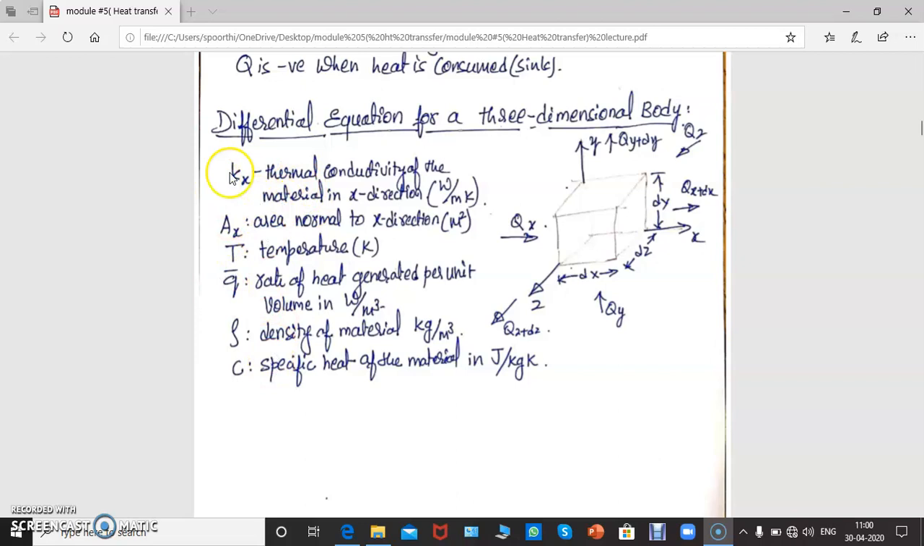Here what is important is that you should know what the notations being used are. Say for example, Kx, what is this? Thermal conductivity of the material in the x direction. Ax is the area normal to the x direction. T is the temperature. Q bar is the rate of heat generated per unit volume in watt per meter cubed. Now, density rho, density of the material. C is the specific heat of the material.